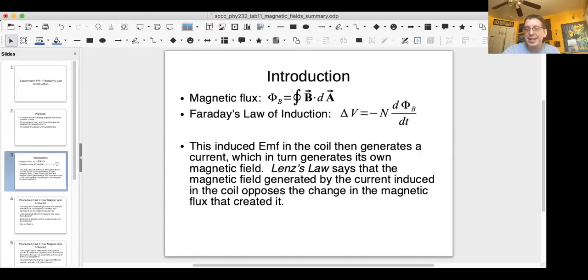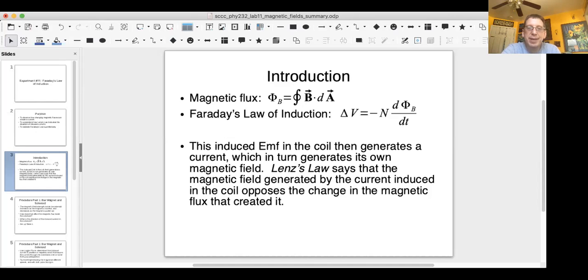Any of these things that can change a magnetic flux will induce a current, assuming there's some sort of coil of wire around or enclosing the surface in question. Any change in the magnetic flux will induce a current in that coil of wire, and so induce a voltage, to be specific. The induced voltage is equal to negative N, where N is the number of turns in the coil of wire, multiplied by the derivative of the magnetic flux through that coil of wire with respect to time.